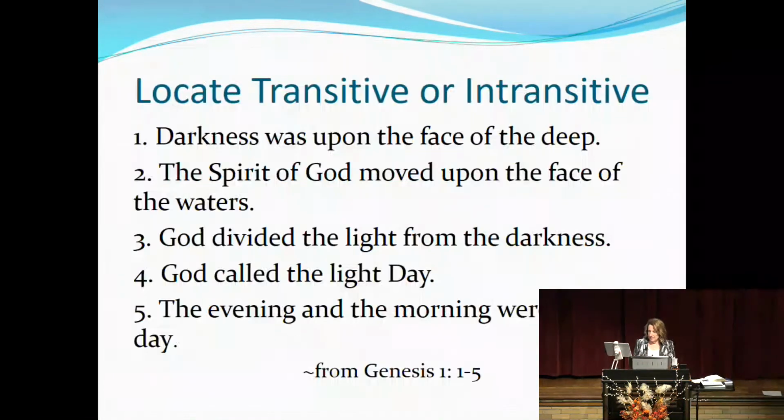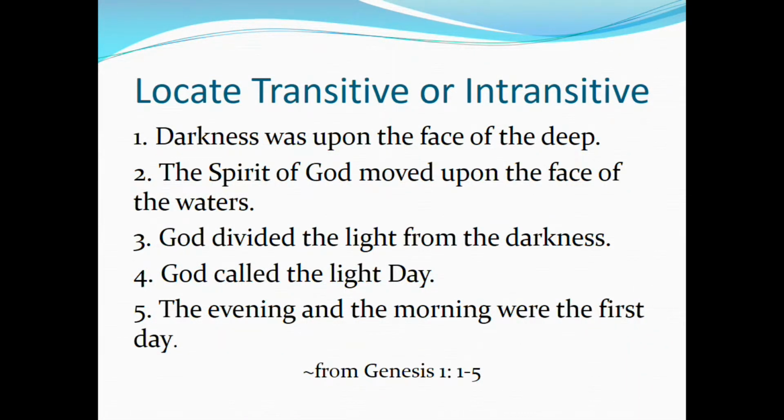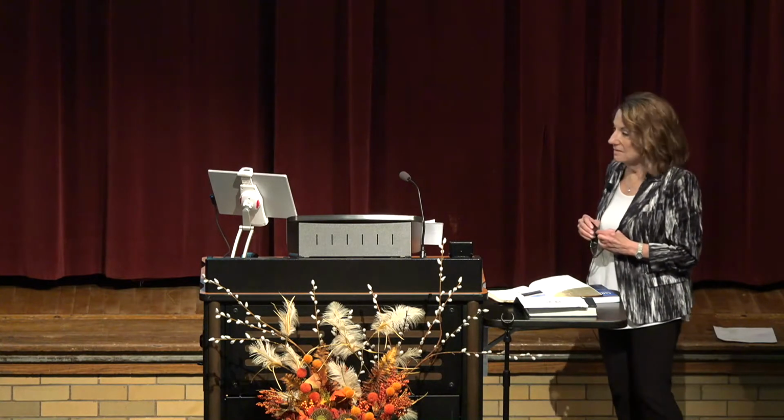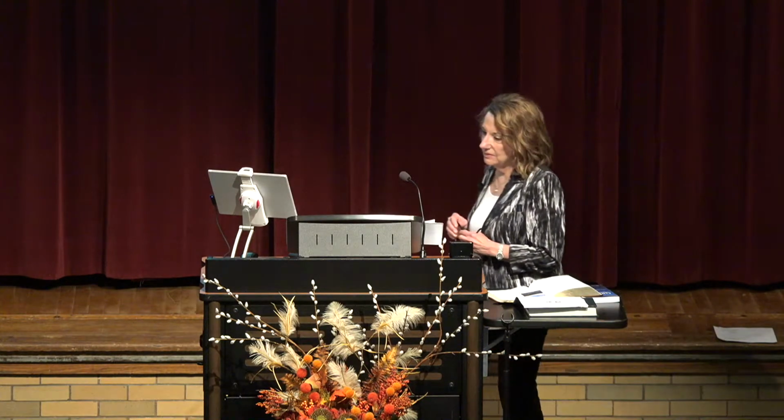So let's see if we can find some from this portion on Genesis 1:1 through 5. I pulled some verses out from this portion just to see if we can find them. So let's locate whether the verb is transitive or intransitive. So, darkness was upon the face of the deep. When we're looking for parts of speech in a sentence, we always look for the verb first. So what is the verb? Was. What was? Darkness was. Is this transitive or intransitive in nature?